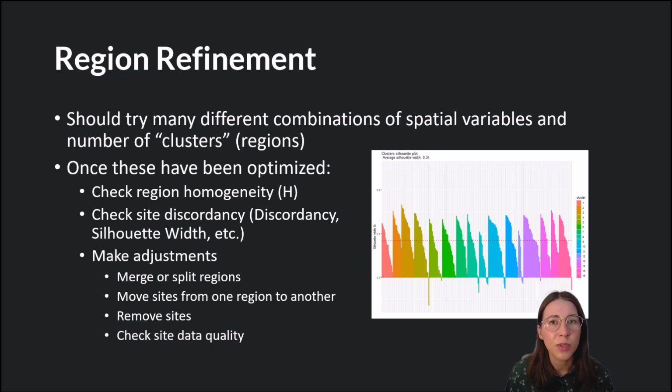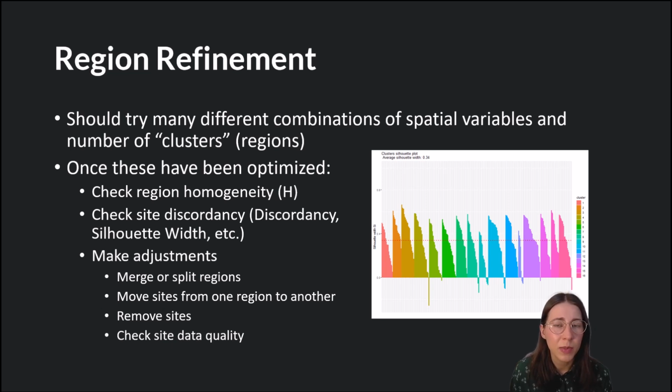Sometimes this is the case when sites are located on the very edge of our analysis region. Those sites might actually belong in a homogeneous region that we're not even considering in this study. Another adjustment that can be made is to check site data quality. If a site is particularly discordant compared to other sites in the region, it could be pointing to a data quality error. If this is the case, it might make sense to circle back and make sure that the site doesn't have any errors in the data.